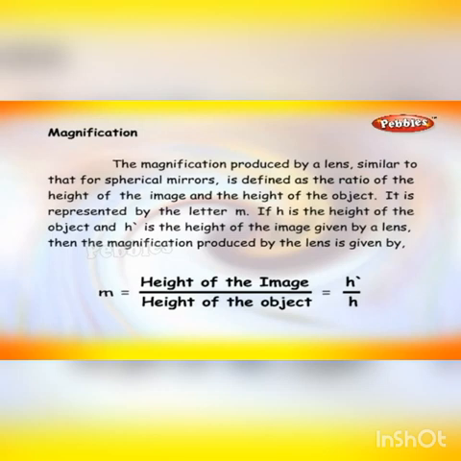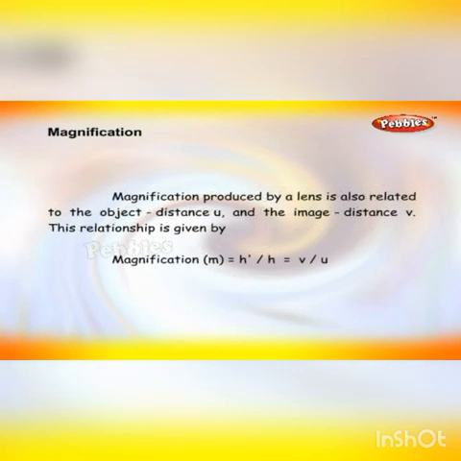Magnification. The magnification produced by a lens, similar to that for spherical mirrors, is defined as the ratio of the height of the image and the height of the object. It is represented by the letter m. If h is the height of the object and h' is the height of the image given by a lens, then the magnification produced by the lens is given by m is equal to height of the image divided by height of the object, which is equal to h'/h.